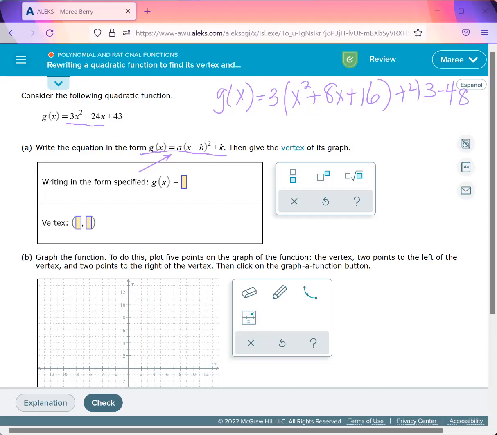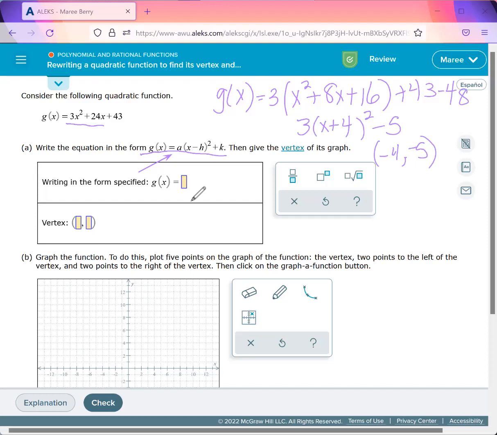So this is going to be 3, and we're going to factor this perfect square, which is x plus 4. Take the square root of the first, square root of the last, and use the sign that's on B in the beginning. Okay, so then we have plus 43 minus 48 is a minus 5. So our vertex is at -4, -5.